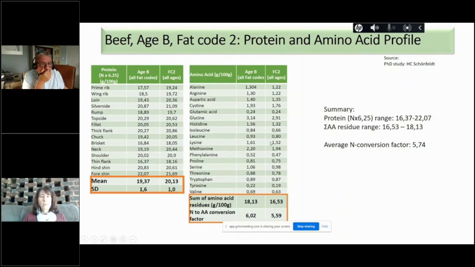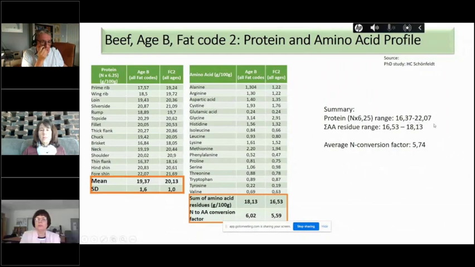For these samples, I also calculate the sum of amino acid residues, and I get 18.13 and 16.53 for fat code 2. So just to summarize this, the protein can range, just by looking at the values, from 16.37 to 22.07, and the amino acid residue range is from 16.53 to 18.13. If you recalculate the conversion factors, you get an average of 5.74 over the whole carcass.